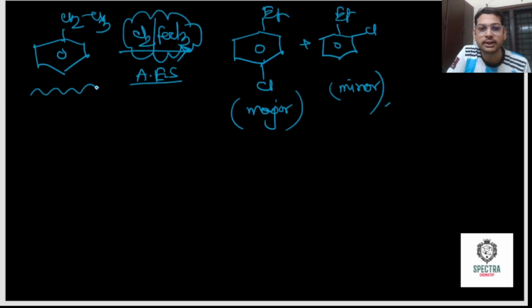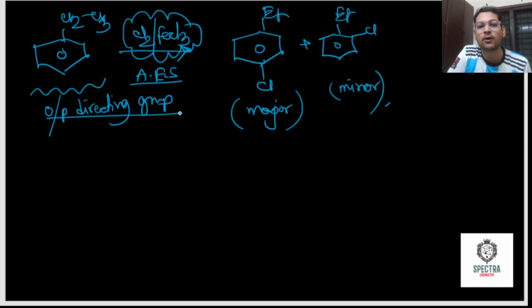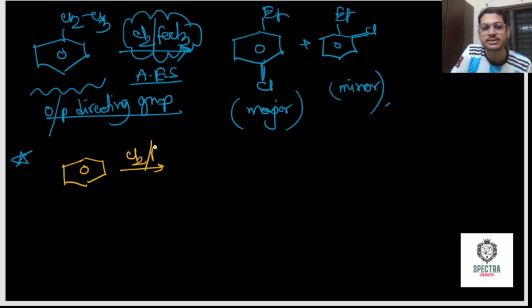Because this group is an ortho-para directing group. So whatever reaction you do, you will always end up with para substitution or ortho substitution. Now you can say, okay sir, I will do the opposite thing. I will first add chlorine, then I will add the ethyl. But no, that is also not possible. But we'll try. So if I first use Cl2/FeCl3, I will first do chlorination.